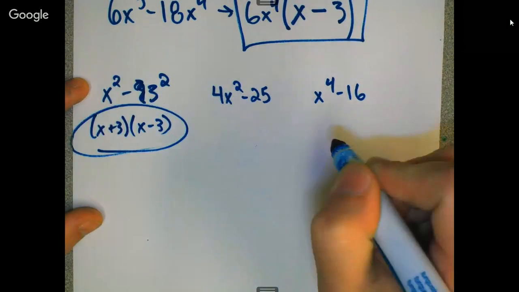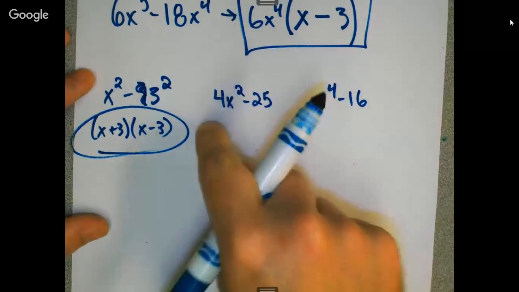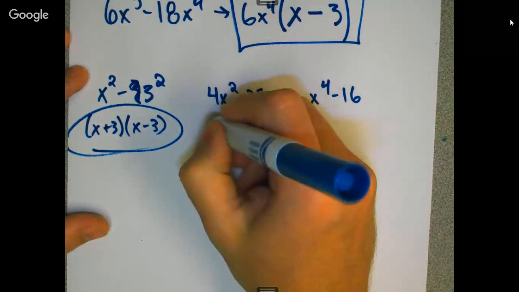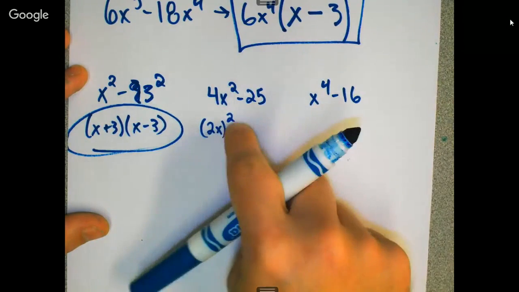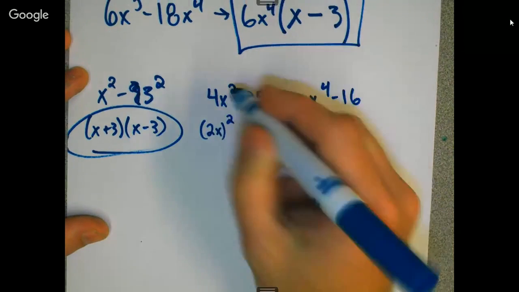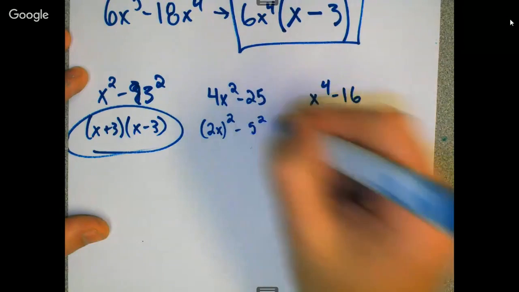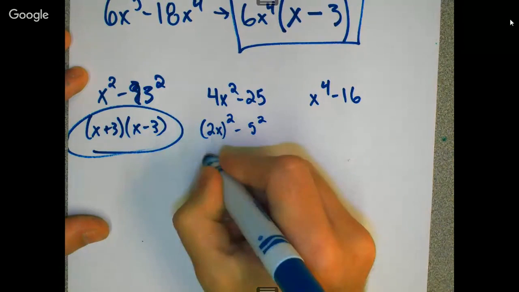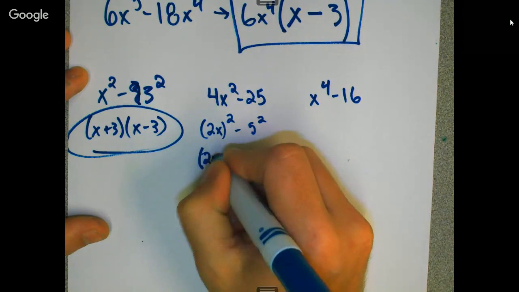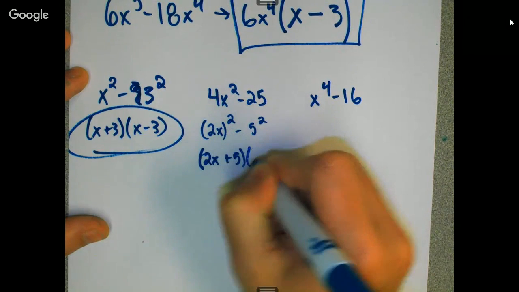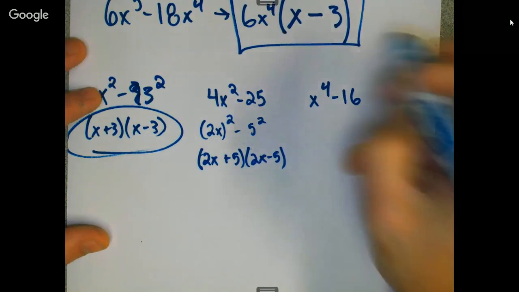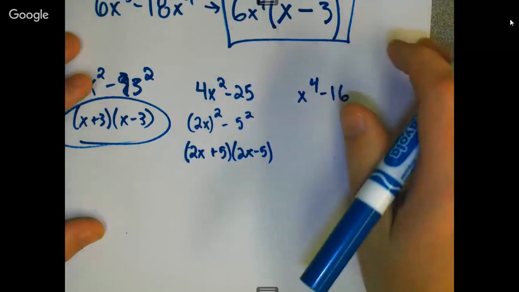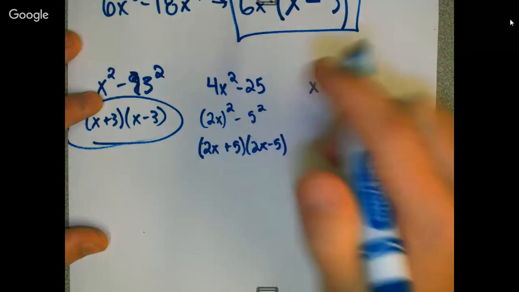and that's it. Okay, again, with this one, we will have 2x squared, because 2 squared is 4, x squared is x squared, minus 5 squared. And we're using the same pattern. Okay, so it'll be 2x plus 5, 2x minus 5. Okay, again, we wrote that down on the first part of the video, the formula.